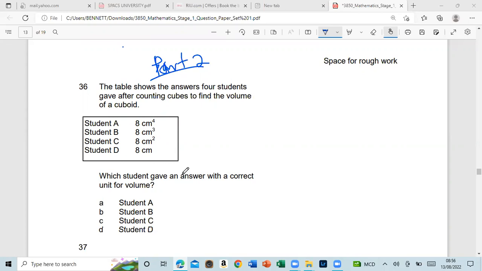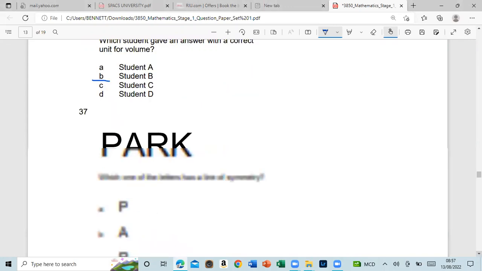Student B. B, sir. B, very good. With volume, it's 3 dimensions, so it has to be 3. All right, well done. 37.